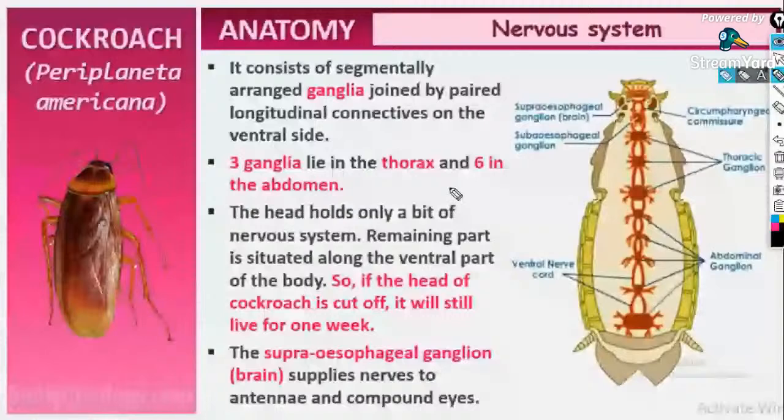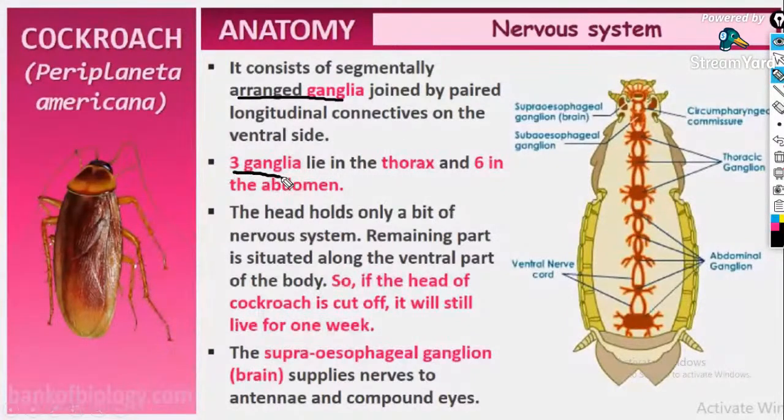Next topic of the day is the nervous system. The nervous system consists of segmentally arranged ganglia joined by longitudinal connectives on the ventral side. Look at the nervous system of the cockroach. It has segmentally arranged ganglia, and they are joined by the longitudinal connectives on the ventral side.